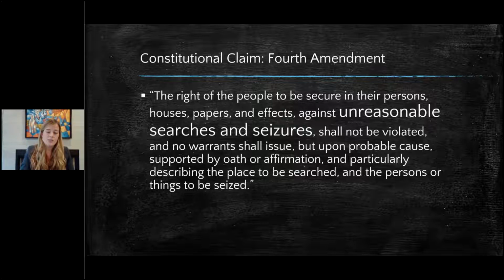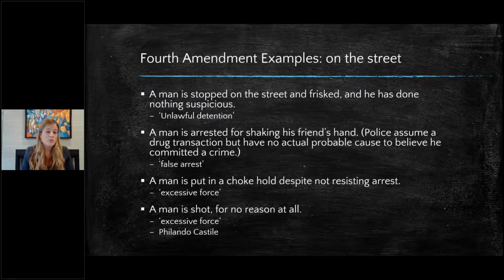From these fairly brief words, we have many actual sources of rights under the Fourth Amendment. So let's look at some examples. I like to think about the Fourth Amendment in terms of where a person is, you know, at the time that they believe their rights have been violated, because it matters quite a bit. So starting with on the street, for example, if a man is stopped on the street and frisked and has done nothing suspicious, you can make a claim for unlawful detention.